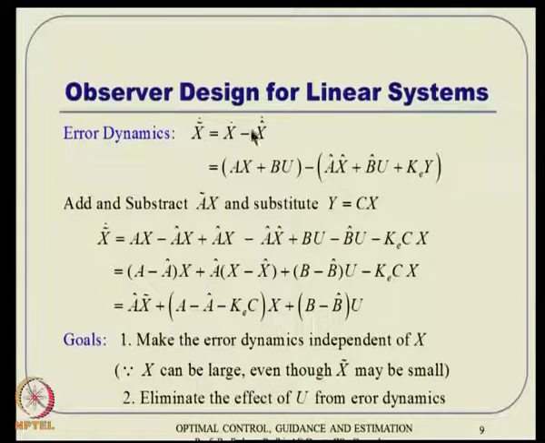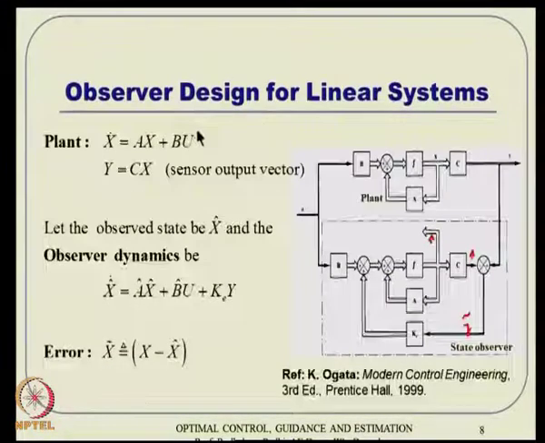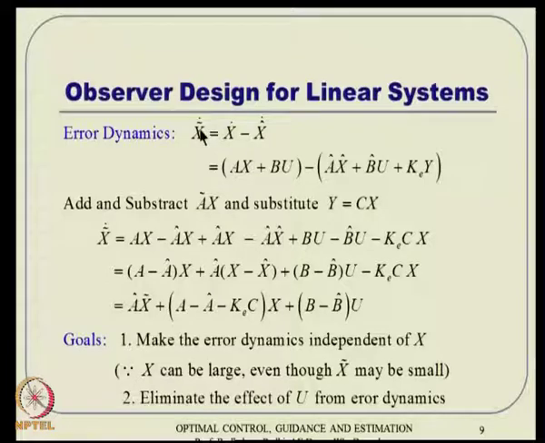Now we talk about error dynamics. The error x tilde is x minus x hat. So x tilde dot is x dot minus x hat dot, where x dot is Ax plus Bu, and x hat dot is the expression that we are proposing here. Then we can add and subtract y. We add and subtract the term A tilde x and substitute y equal to Cx. So whatever expression we have on the right hand side, we add and subtract this term A tilde x and then carry out the algebra like that.